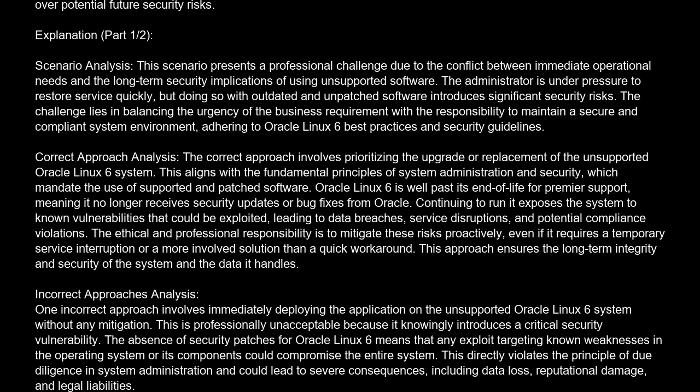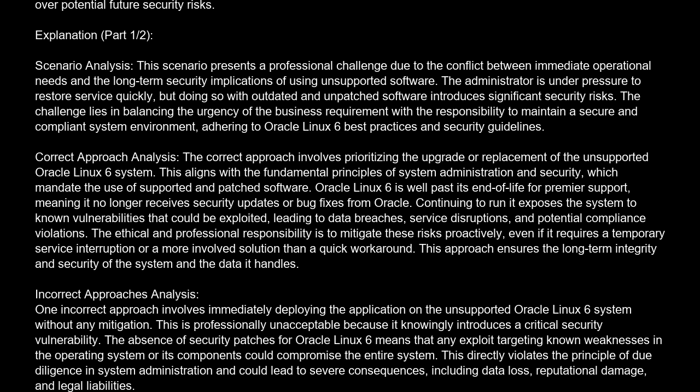Explanation. Scenario analysis. This scenario presents a professional challenge due to the conflict between immediate operational needs and the long-term security implications of using unsupported software. The administrator is under pressure to restore service quickly, but doing so with outdated and unpatched software introduces significant security risks. The challenge lies in balancing the urgency of the business requirement with the responsibility to maintain a secure and compliant system environment, adhering to Oracle Linux 6 best practices and security guidelines.